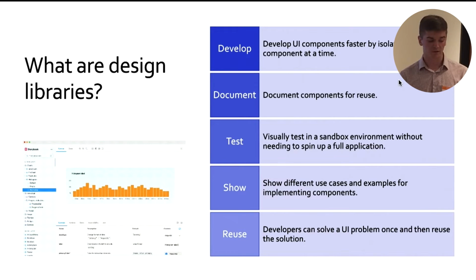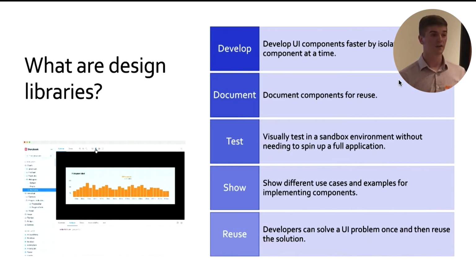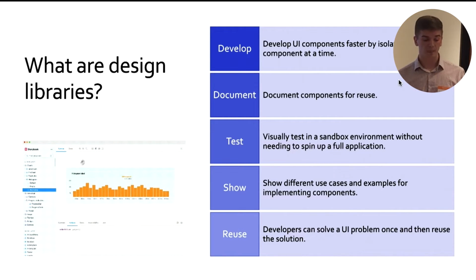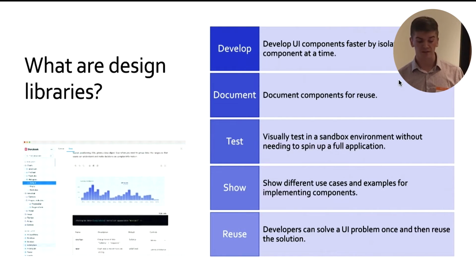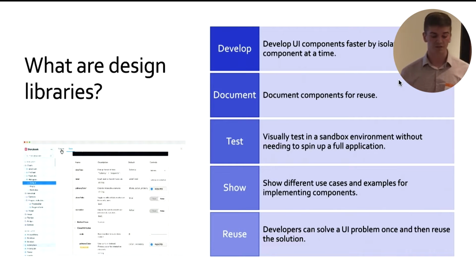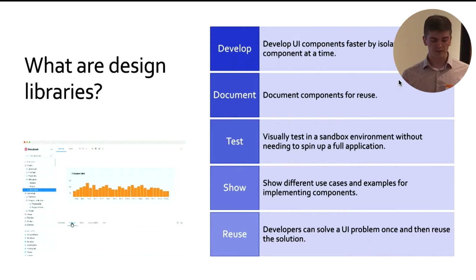And then the next key point of a design library is to show the different use cases. In Storybook, you have these different stories where you're passing in different properties to show off how the component is rendering and will look on your website. And then the most important part is the reusability. Developers solve a singular UI problem, and then all the downstream apps can pull in that component and have it on their platform.